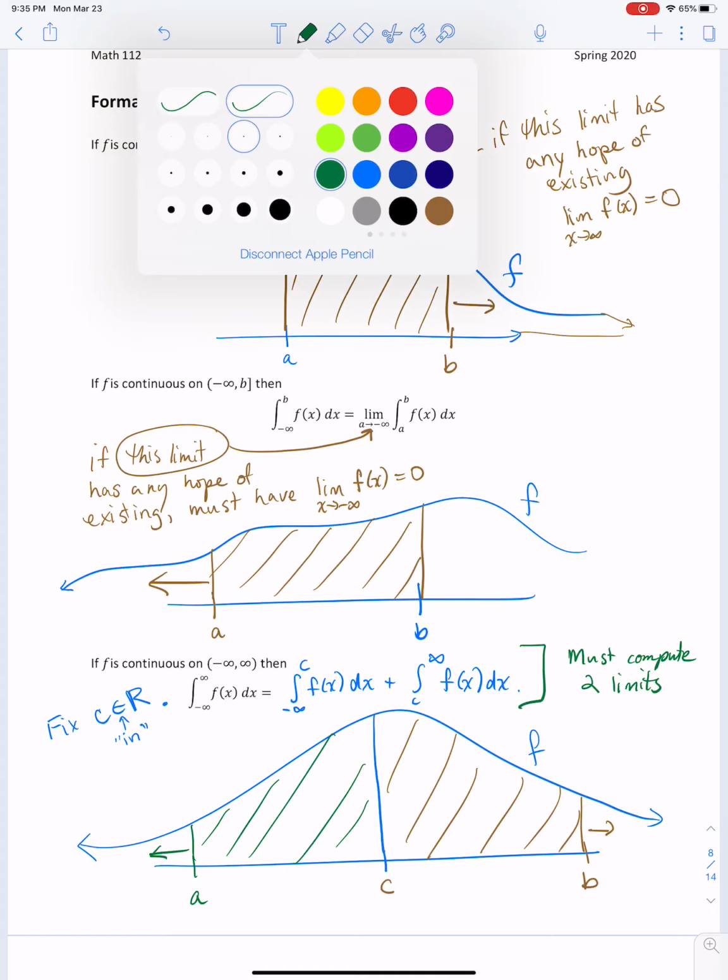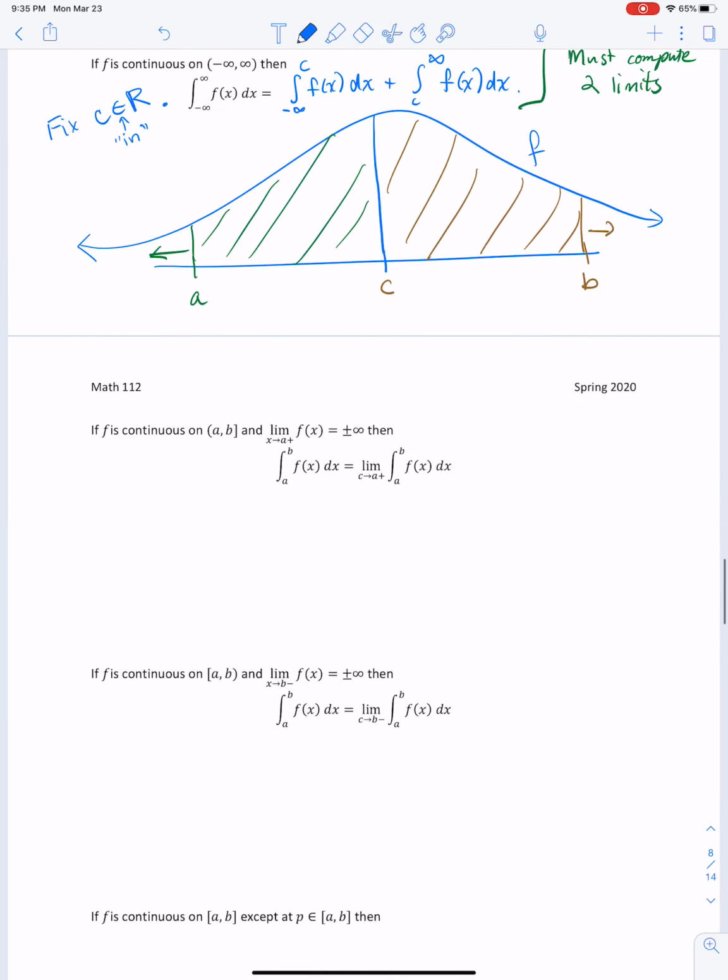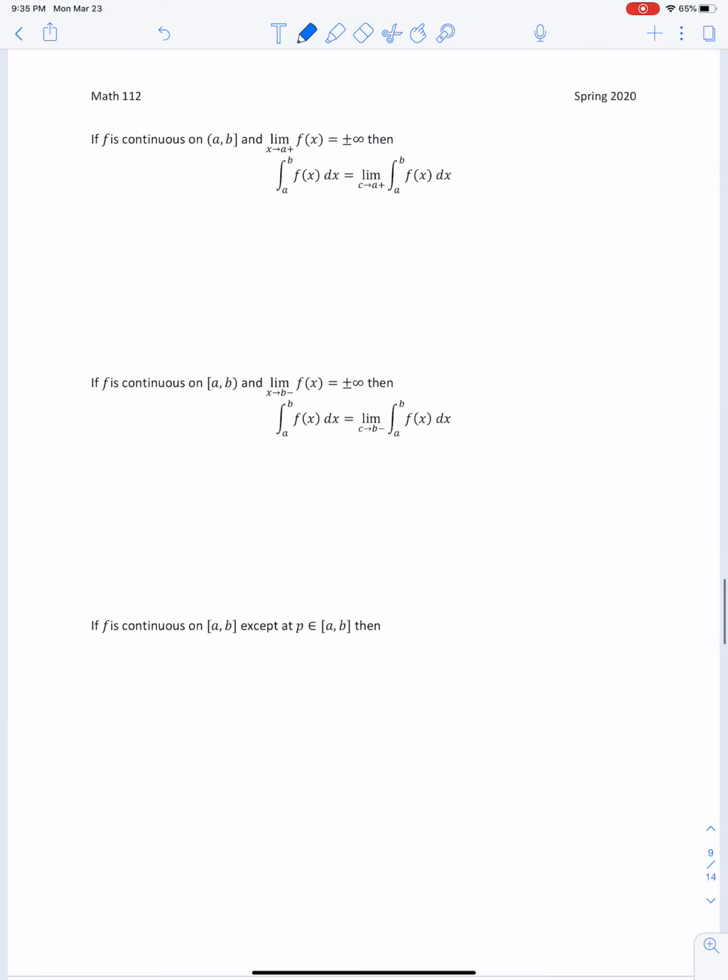All right, let's talk about the other type of improper integral. I'm going to give you the limit definitions and draw the cartoon pictures of what's happening in these two cases, and then we'll move on to some examples.